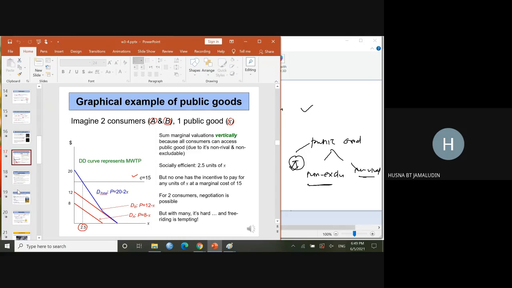Okay, so now, this is the graphical example of public good. Why can the firm not supply this public good?